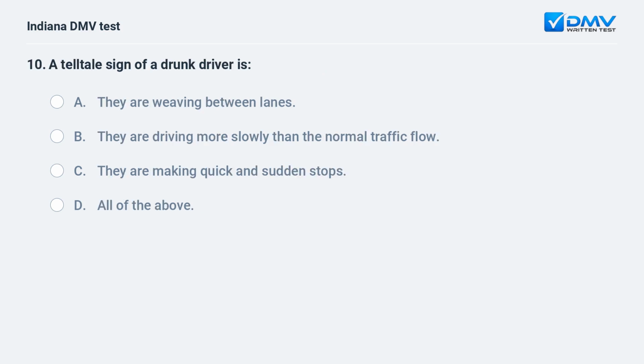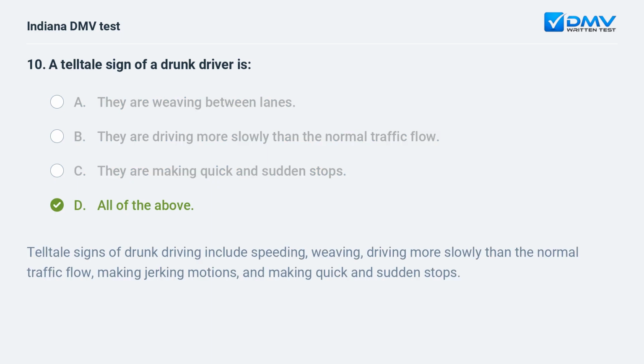A telltale sign of a drunk driver is a. They are weaving between lanes. b. They are driving more slowly than the normal traffic flow. c. They are making quick and sudden stops. d. All of the above.